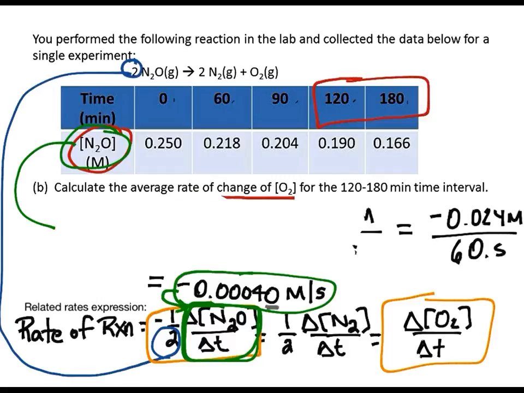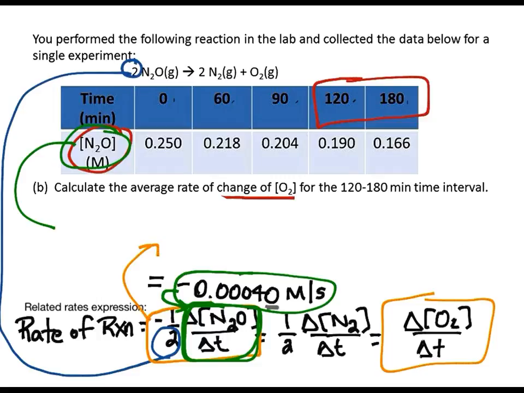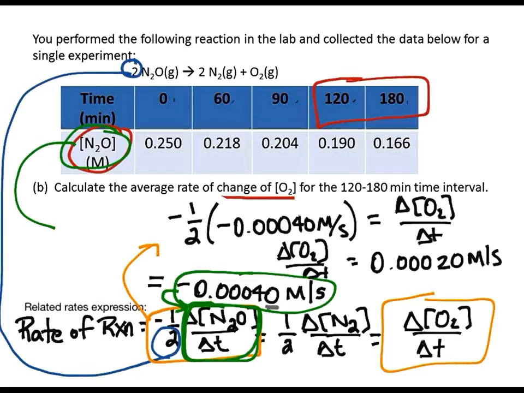I'm going to erase some of the stuff up here so that we can make some room. I didn't leave myself enough room. I'm going to rewrite this expression. Negative 1/2, and I plugged in the number instead, right? That's what we calculated in that first part. And then I solve for delta O2 over delta T, and I get this number, 0.00020 molar per second. It's now positive because oxygen is a product, so it should form at a positive rate. Change in concentration should be positive.